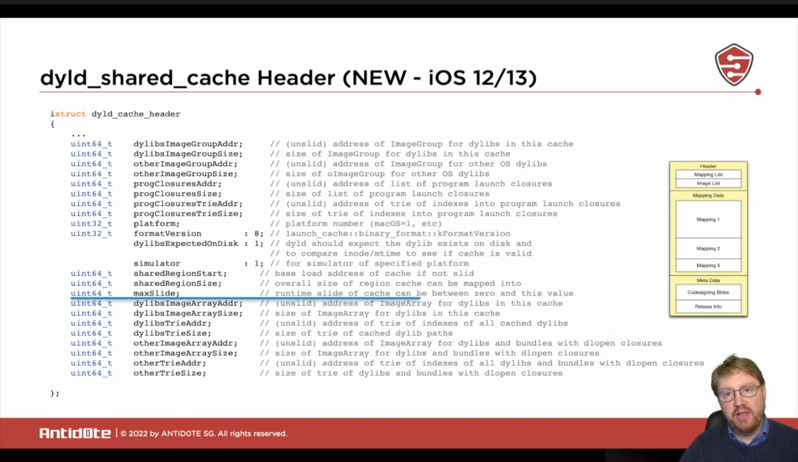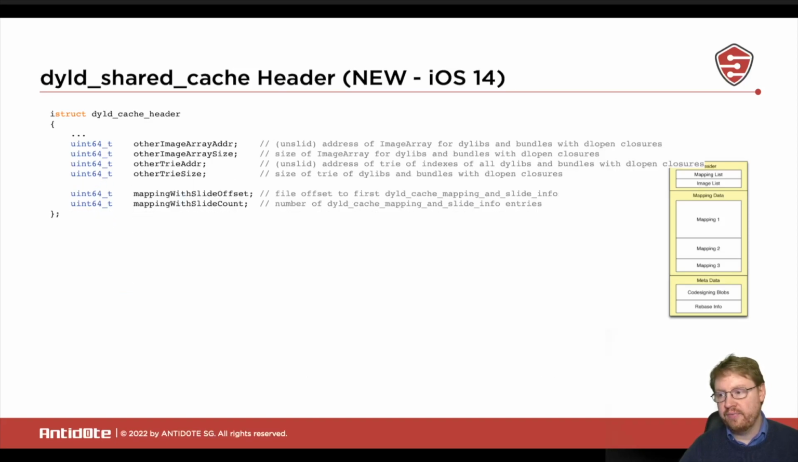So with iOS 12 and 13, the cache was growing again. Mostly stuff that is not really interesting to us unless you really want to parse everything on the lowest level. But as I said, it keeps growing and growing and growing. And with iOS 14, you are then in the situation that you have these new entries here that are called the mapping with slide offset and mapping with slide count. So we will see in a moment that basically since iOS 14, the cache has a few new features.